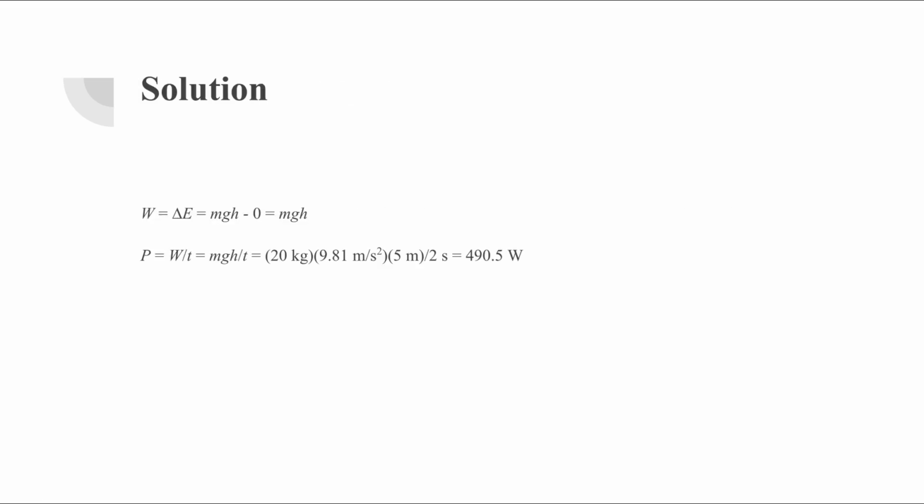So you just use the work energy theorem. Final energy is mgh, initial is 0, so work will just be mgh. You can substitute this in for work for a symbolic expression, mgh over t. And if you put in the numbers, 20 times 9.81 times 5 divided by 2, that equals 490.5 watts. So that's the power the workman will exert.